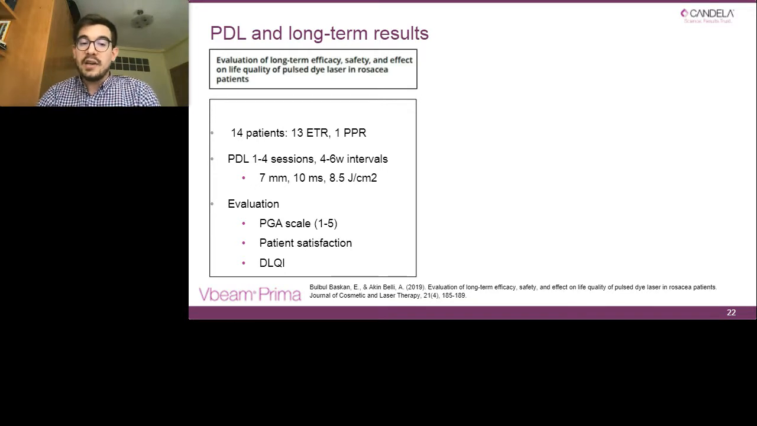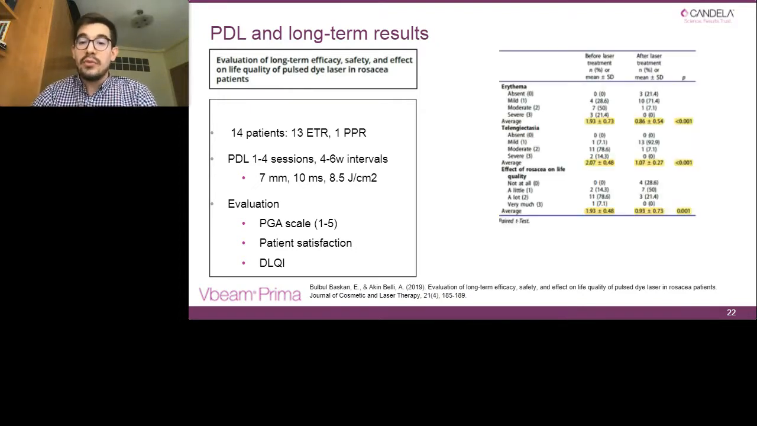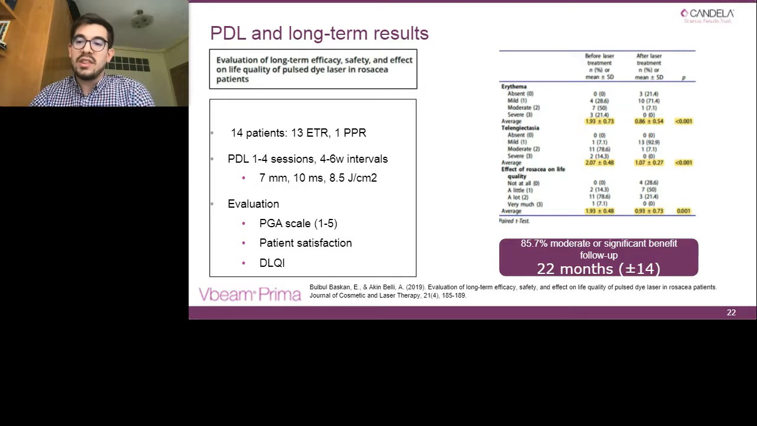They make an evaluation of the investigator general assessment, patient satisfaction, and quality of life. And they see that using the PDL improves significantly the 3 things: the erythema, the telangiectasia, and also the effects on the life quality. But what is more important for me, when they ask these patients what happens with this condition after the treatment, they see that over 85% of the patients say that they have a moderate or significant benefit after 22 months of follow-up on average.